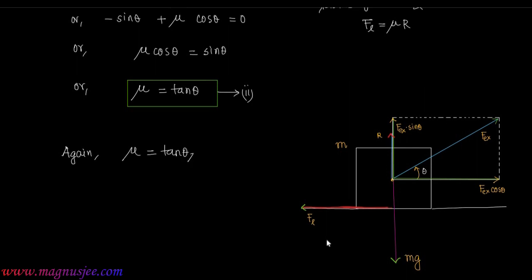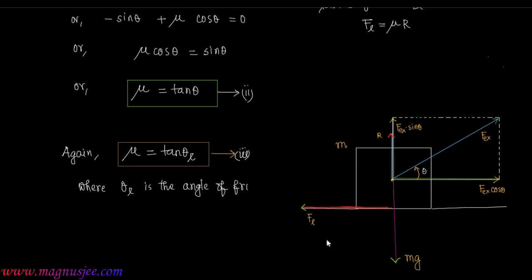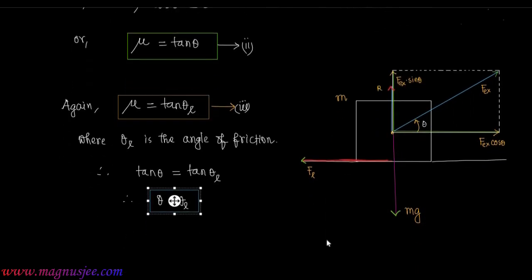Again, the coefficient of static friction mu is equal to tan theta L, equation 2, where theta L is the angle of friction. Therefore, tan theta is equal to tan theta L. Comparing equations 2 and 3, we get tan theta equals tan theta L. Therefore, theta is equal to theta L, equation 4.